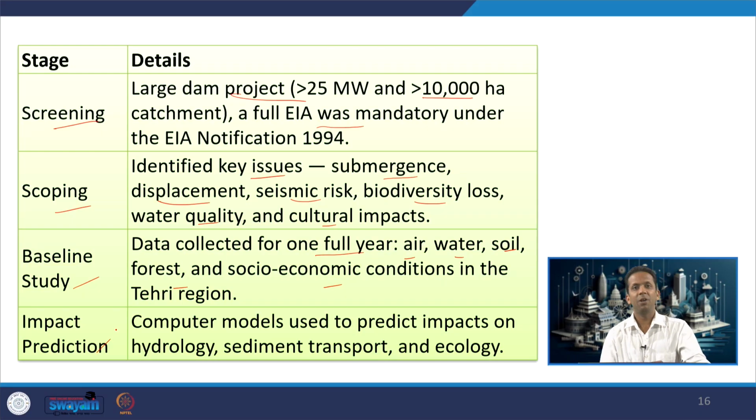Then for impact prediction, they used computer models or some software to predict the impacts on different components of environment. It can be hydrology, sediment transport, ecology. It can also be used to predict impacts on society, the social cultural interaction and the movement of people or displacement, employment, all those things. So, screening, scoping, baseline study, impact prediction.